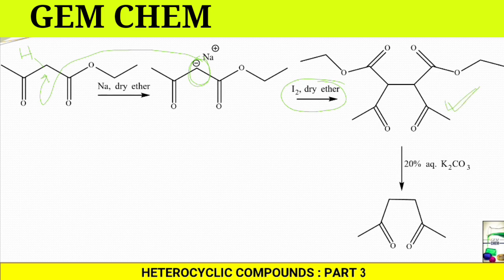Once this is done, we add 20% aqueous K2CO3 to remove this part. Thus, these two parts get removed and we get our hexane-2,5-dione. Now remember, the Paal-Knorr synthesis is an excellent method, but the limitation is that the availability of the diketone is an absolute necessity. And here dehydration takes place, but no dehydrogenation step is necessary.